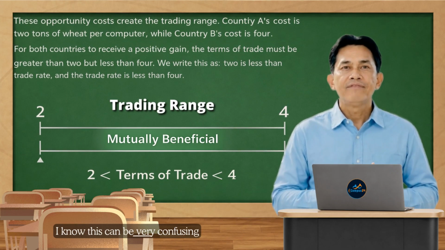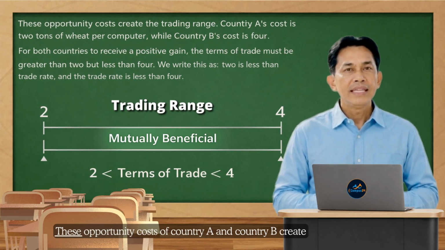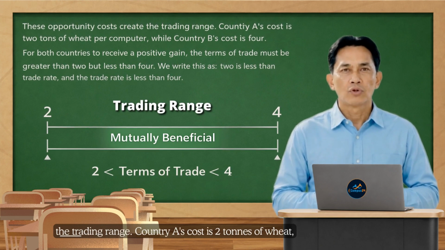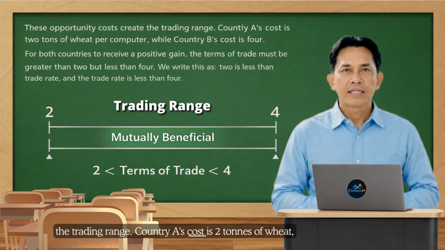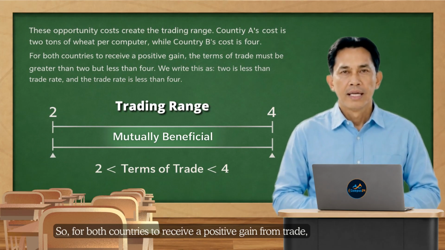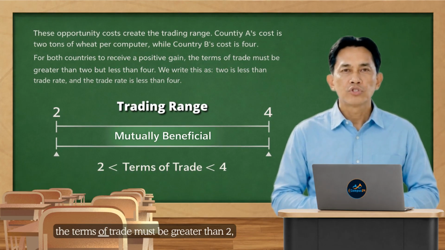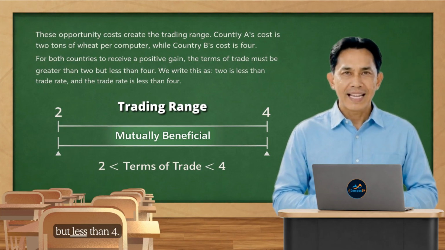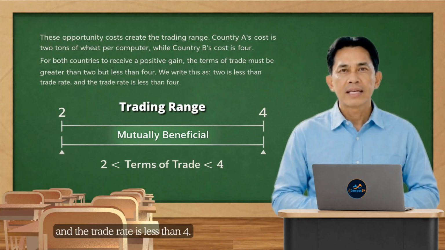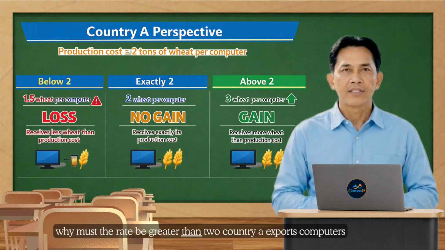I know this can be very confusing for some of you, so let me explain it once more. These opportunity costs of country A and country B create the trading range. Country A's cost is 2 tons of wheat, while country B's cost is 4. So, for both countries to receive a positive gain from trade, the terms of trade must be greater than 2, but less than 4. And we write this as 2 < trade rate < 4. Why must the rate be greater than 2?